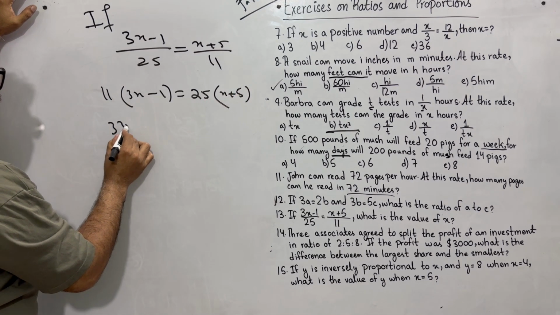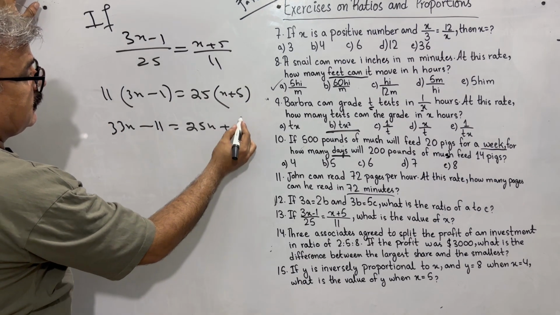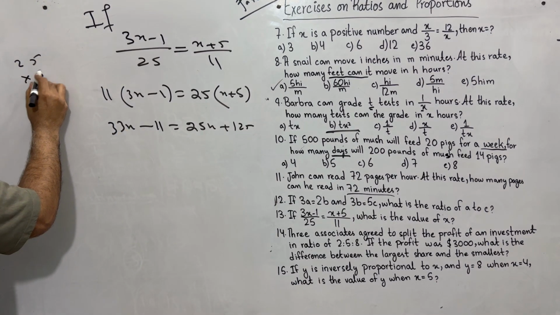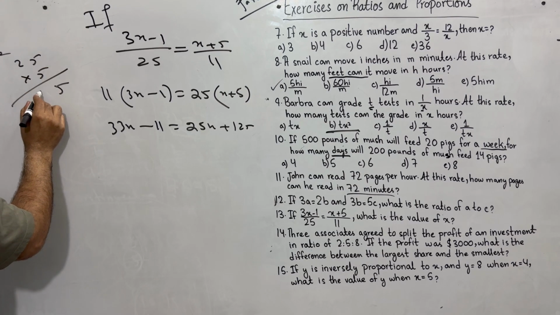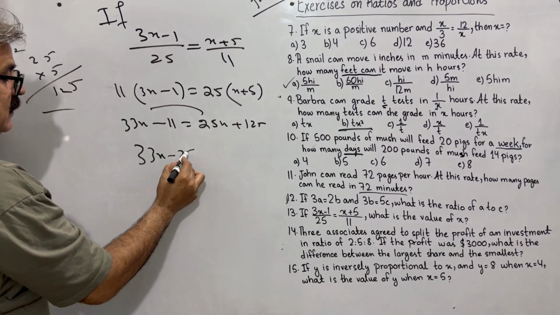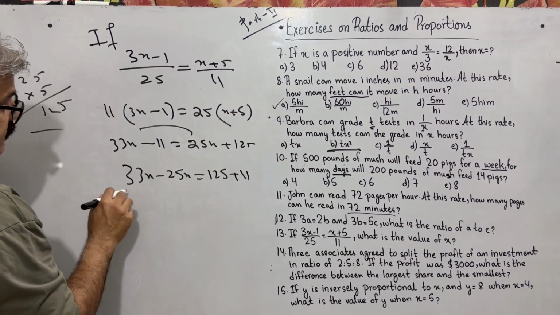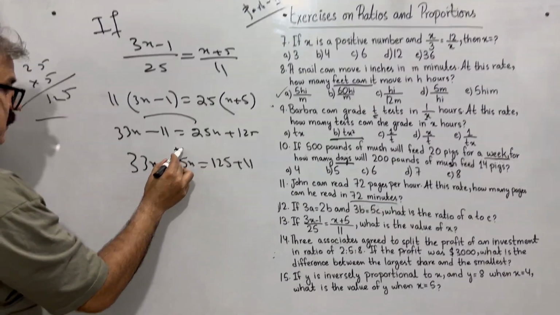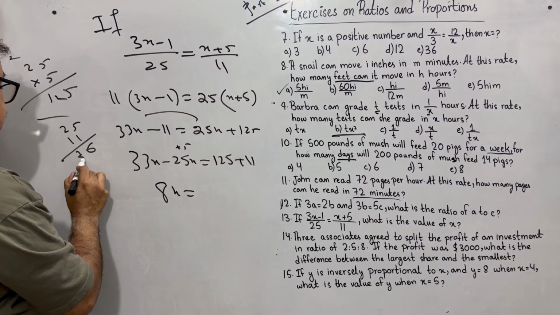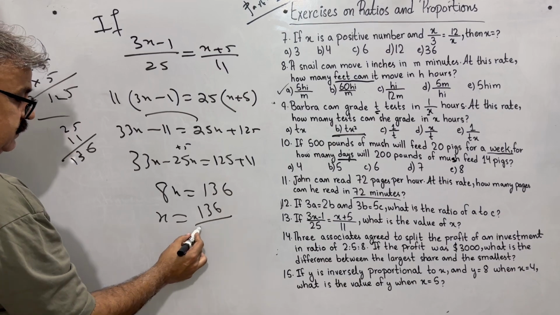Here 33x minus 11 is equal to 25x plus 5 into 25, it will become 125. Let me check. 25 times 5 is 125. Okay, solve for x, shift x here. 33x minus 25x is equal to 125 plus 11. How much is 33 minus 25? It is 8x. And here 125 and 11 is 136. Solving for x, x is equal to 136 over 8.